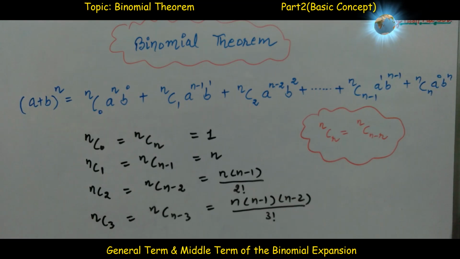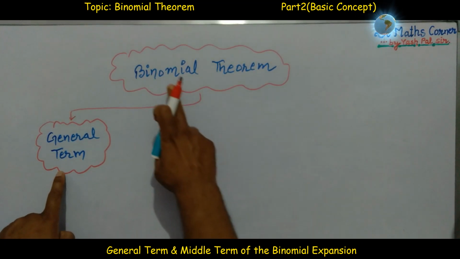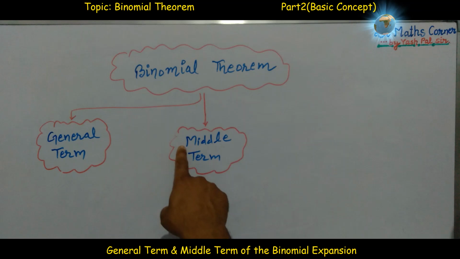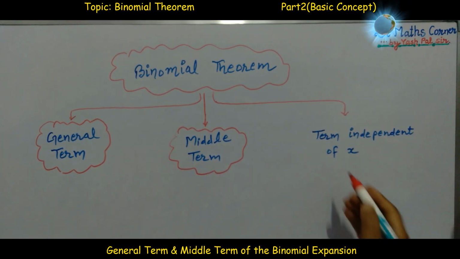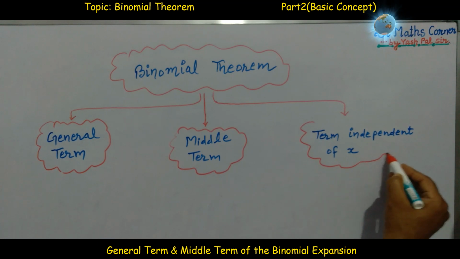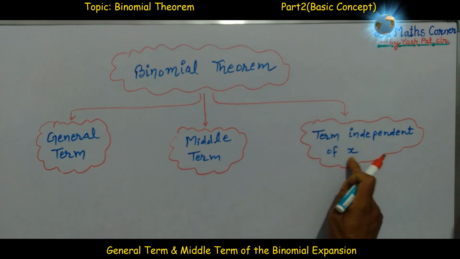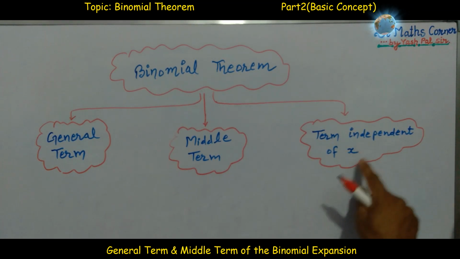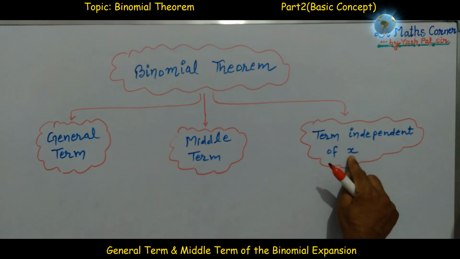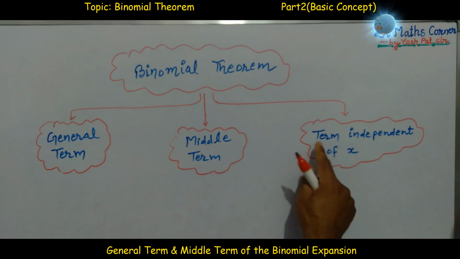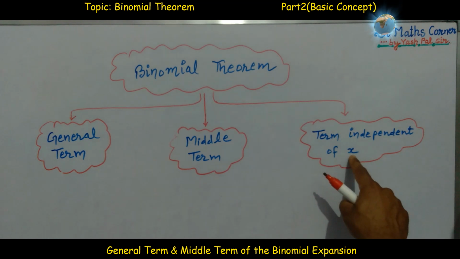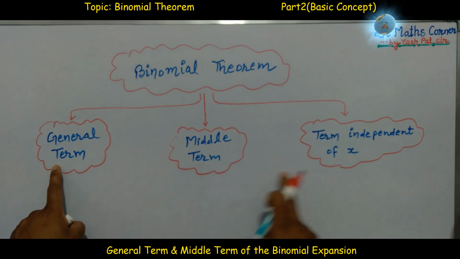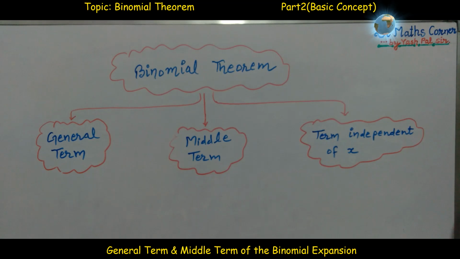Today, what is the topic? Let us see. In this video, under the binomial theorem, we shall discuss the general term, the middle term, and the term independent of x. x is the name of any variable in the expansion. So the term independent of that variable, we shall discuss everything in this video. So let us start with the general term.